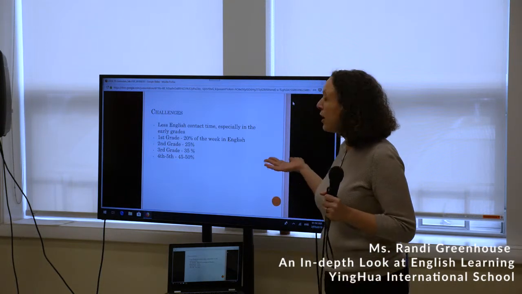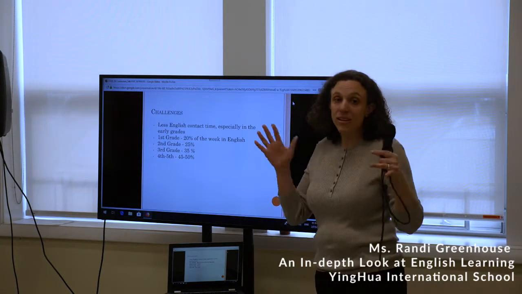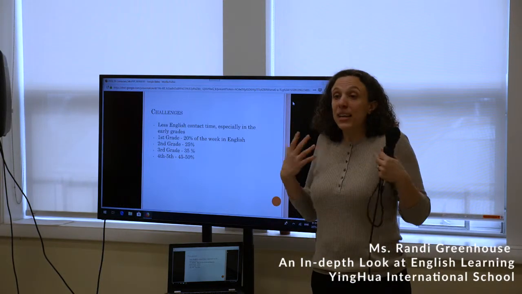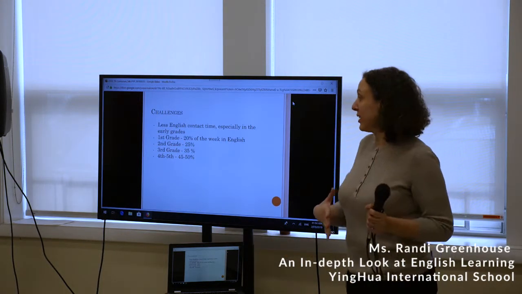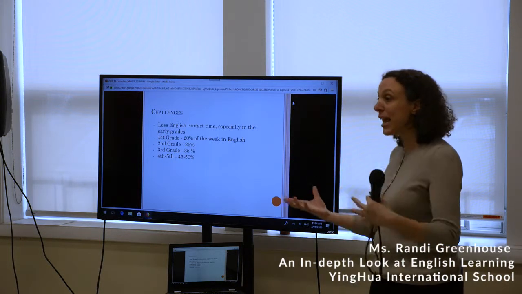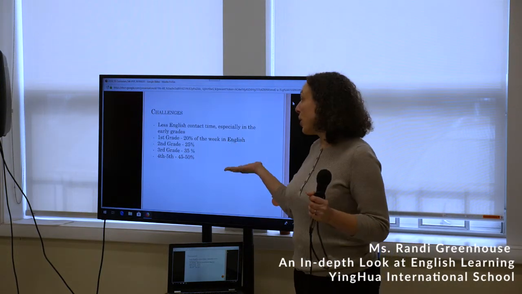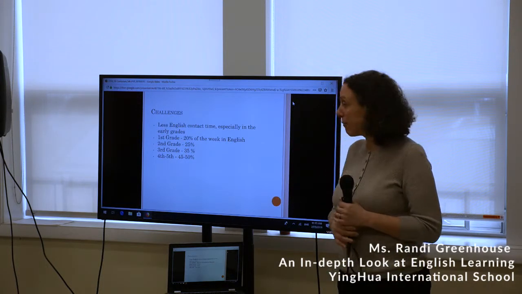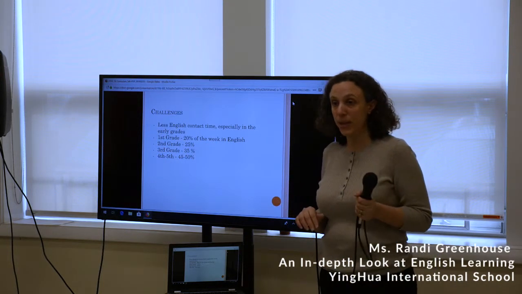So in 1st grade, 20% of their week is English class. The other 80% of their week is in Chinese. Now they need that to become Chinese speakers. While my kids who did not go to this school had 100% of English, they don't know how to speak Chinese. So you're getting a lot in that other 80%. But it is only 20% of their week. In 2nd grade, it's 25% of their week. In 3rd grade, it's 35% of their week. And then in 4th and 5th grade, it's about 45 to 50% of their week.